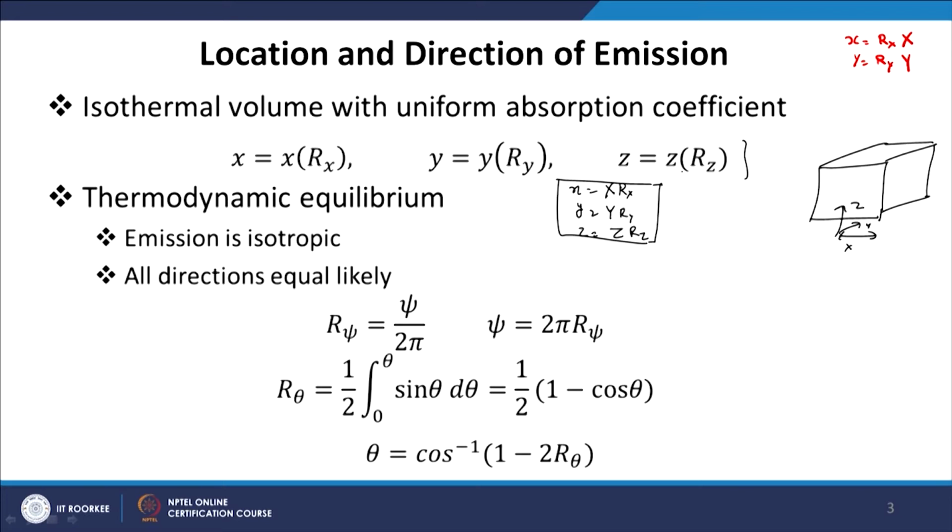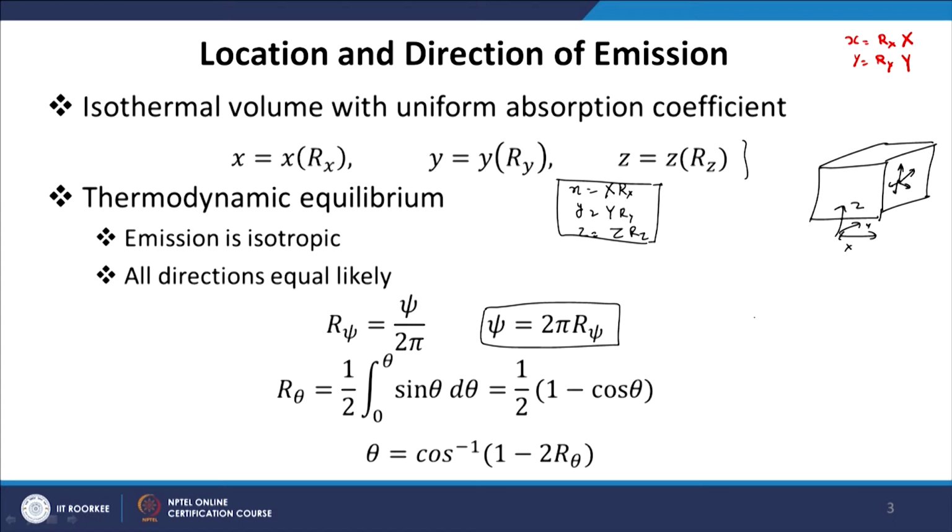Now, under the assumption of thermodynamic equilibrium where emission is isotropic, all the directions are equally likely. That means, once we have picked a point of emission in the space, all directions are equally likely in which the photon will be emitted, and we can calculate this as per the following relations which we have already demonstrated. But now the azimuthal angle psi will be 2 pi R psi. We have to pick a random number R psi and psi will be equal to 2 pi R psi. The polar angle is obtained from a similar relation.